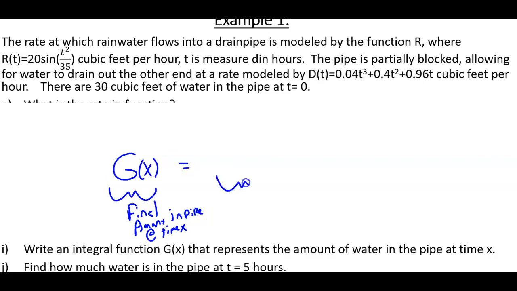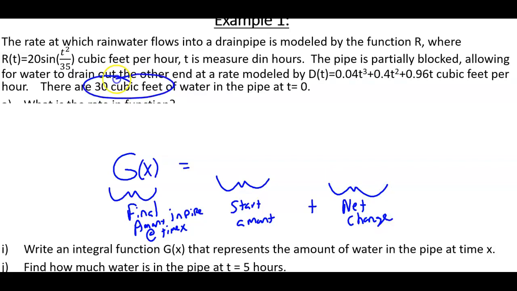How can we find the final amount of water in the pipe? Well, we'd have to take the starting amount of water, and we would have to add to it the net change in the amount. The starting amount is 30 cubic feet. The net change is given by the integral of my rate in minus my rate out on the interval from 0 to whatever my final time is, x. So this is my function.